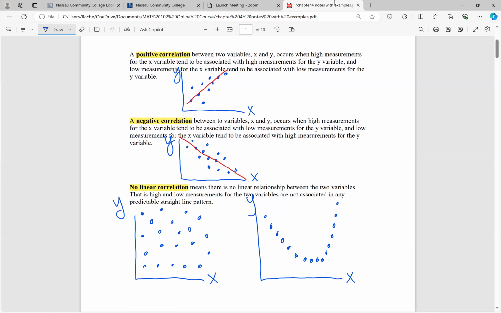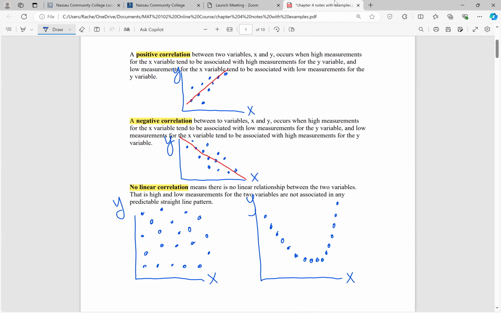You can't fit a line, right, through this paired data. A line wouldn't be appropriate here. There's definitely some sort of relationship, maybe like a curved relationship, but there's definitely not a linear relationship. So this would be another example where our scatter plot suggests that there's no linear correlation.